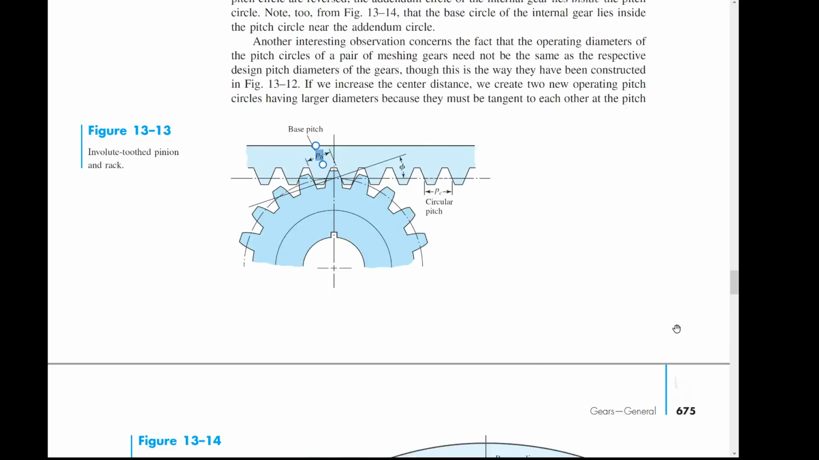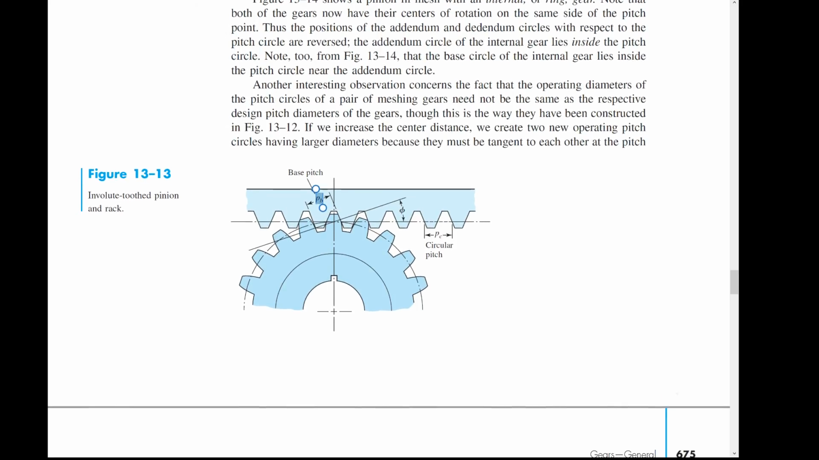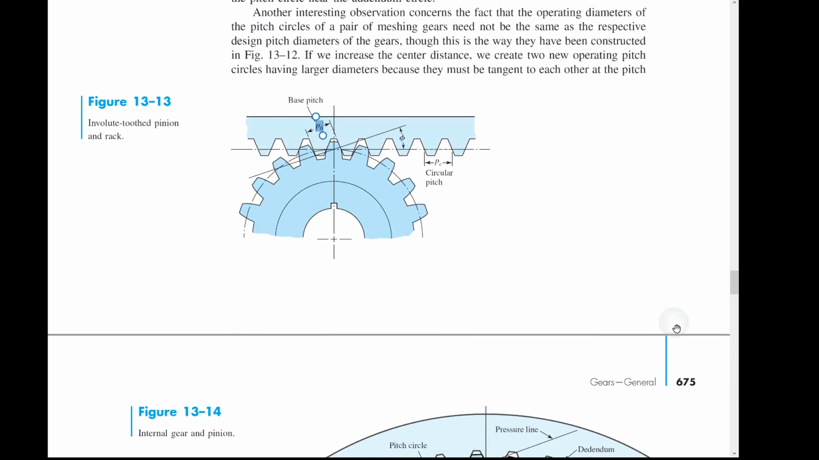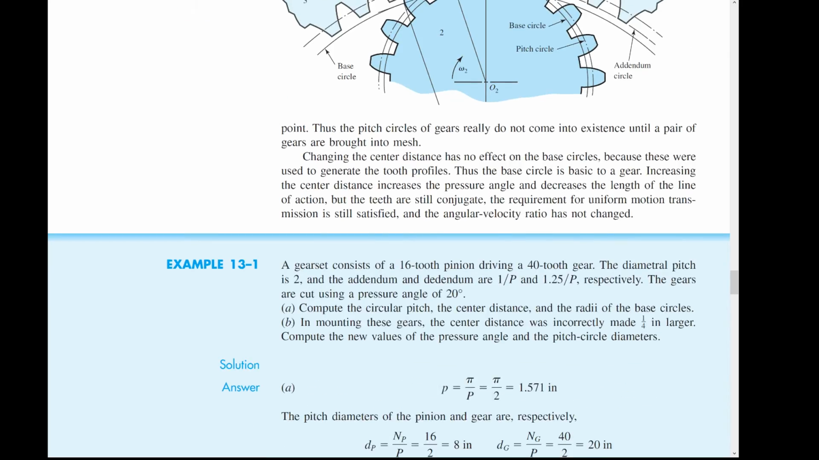So the last words I said: if we increase the center distance, we create two new operating pitch circles having larger diameters because they must be tangent to each other at the pitch point. Thus, the pitch circles of gears really do not come into existence until the pair of gears are brought into mesh.